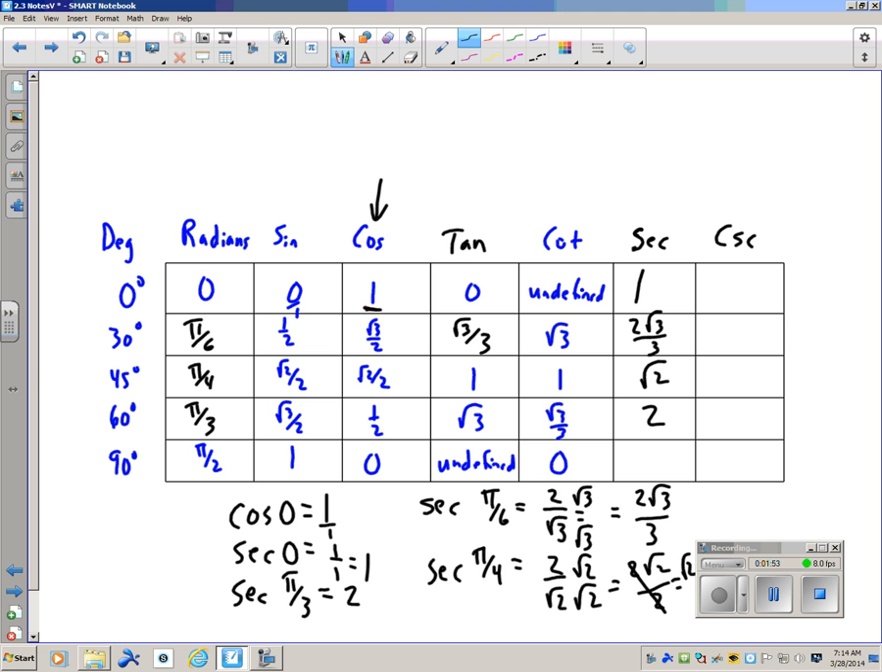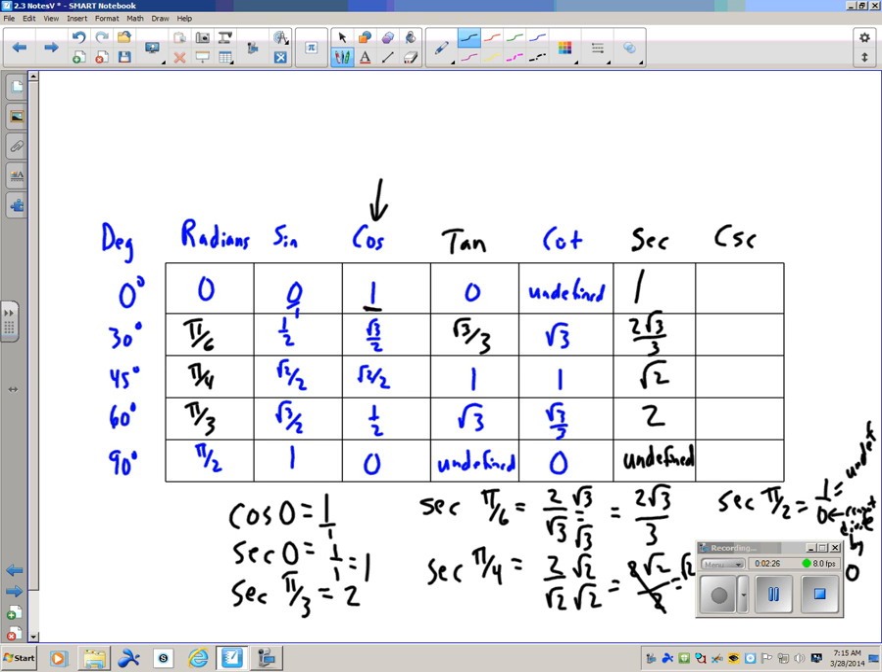And then we've got the secant of pi over 2. The cosine of pi over 2 is 0 over 1, so if I flip that, I get 1 over 0, and I cannot divide by 0. So this ends up being undefined. So I'm going to put that down, because 1 cannot be divided by 0.